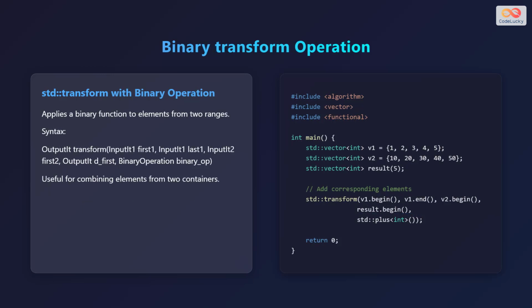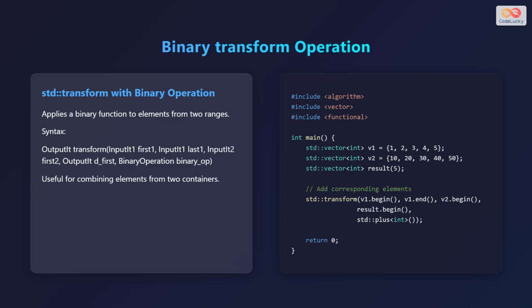Let's explore the transform algorithm with a binary operation. This version applies a binary function to elements from 2 ranges. The syntax for the transform algorithm with a binary operation is output iterator transform with the following arguments: input iterator 1 first 1, input iterator 1 last 1, input iterator 2 first 2, output iterator destination first, and binary operation. This is useful for combining elements from 2 containers.